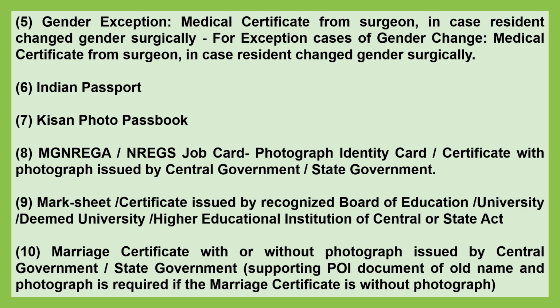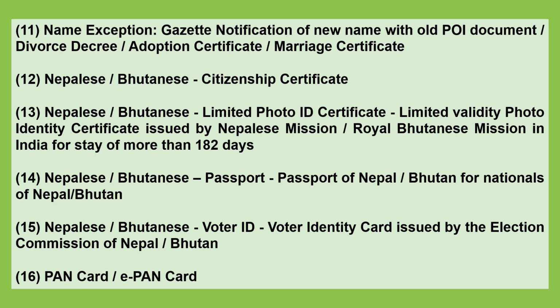Mark sheet or certificate issued by recognized board of education or university or deemed university or higher educational institution of central or state act. Marriage certificate with or without photograph issued by central government or state government. Supporting POI document of old name and photograph is required if the marriage certificate is without photograph. Name exception: Gazette notification of new name with old POI document or divorce decree or adoption certificate or marriage certificate.